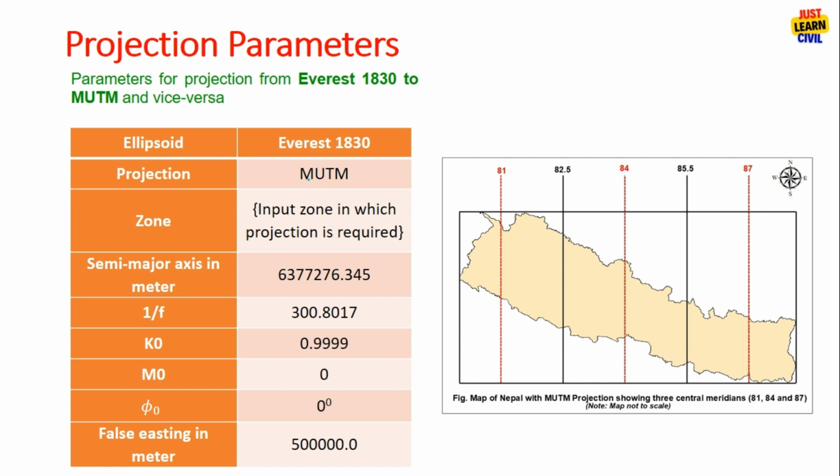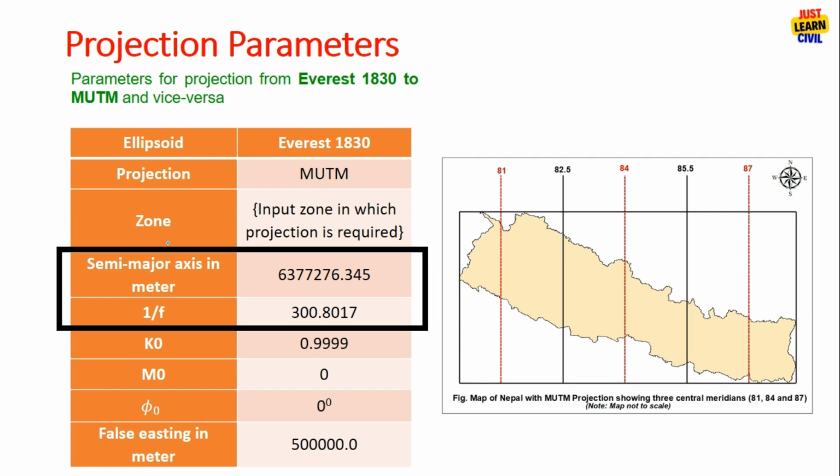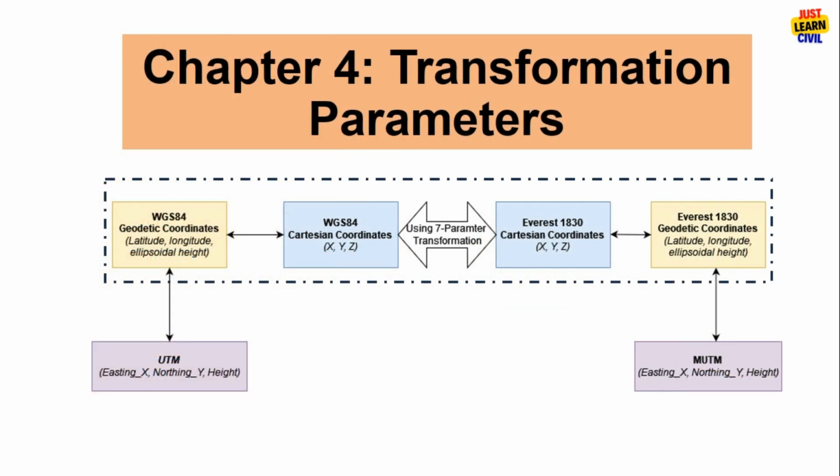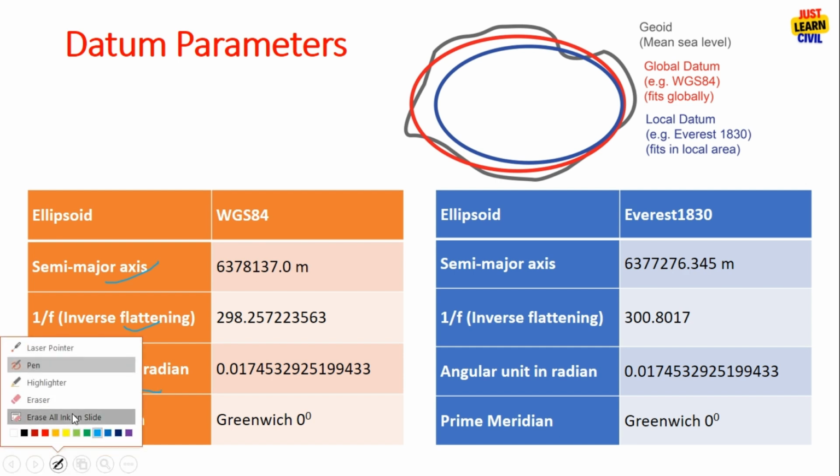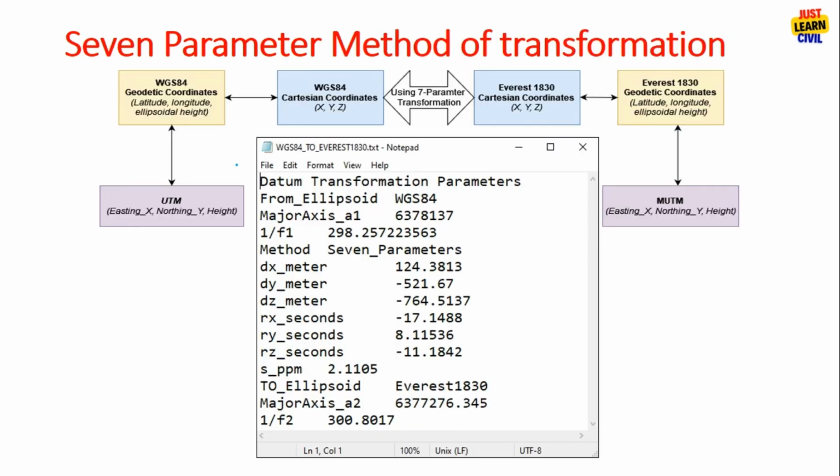Similarly, for UTM also, you have these two parameters that define the datum: the flattening factor and the semi-major axis. Now, transformation parameters. You have the transformation parameters for WGS84, that is semi-major axis, then flattening factor, angular unit and prime meridian. The 7 parameters are listed in the text file of the software.